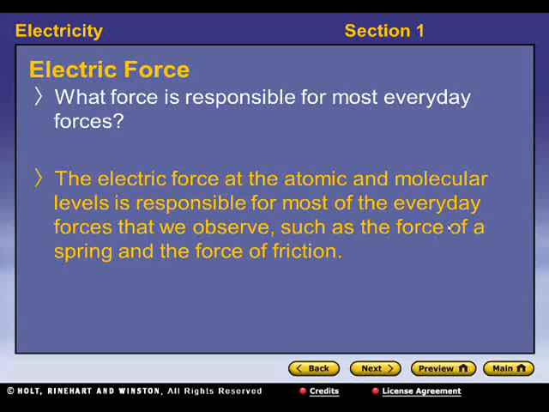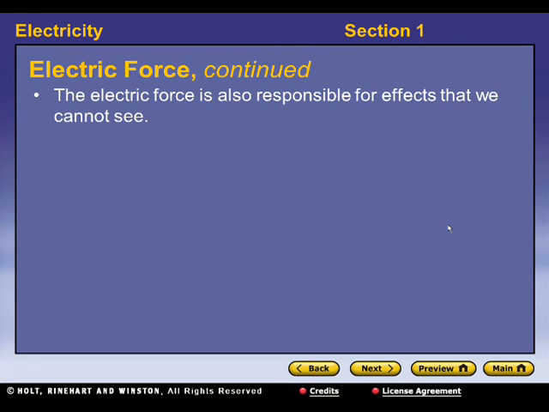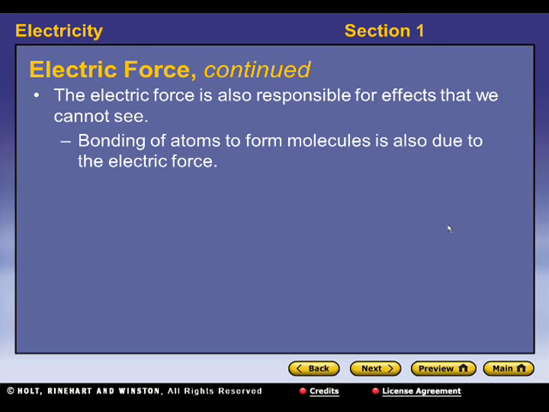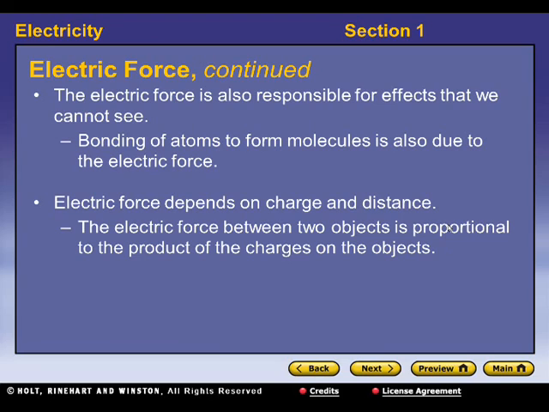So what force is responsible for most everyday forces? The electric force at the atomic and molecular levels is responsible for most of the everyday forces that we observe, such as the force of a spring and the force of friction. So electrical force is the force of attraction or repulsion on a charged particle that is due to an electric field. The electric force is also responsible for effects that we can't see, like the bonding of atoms to form molecules.